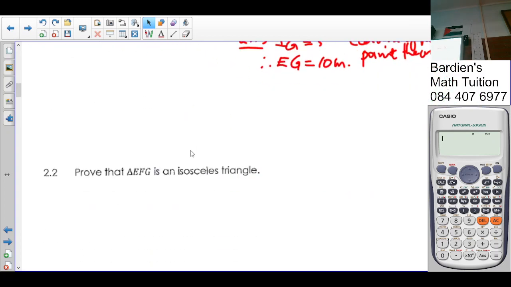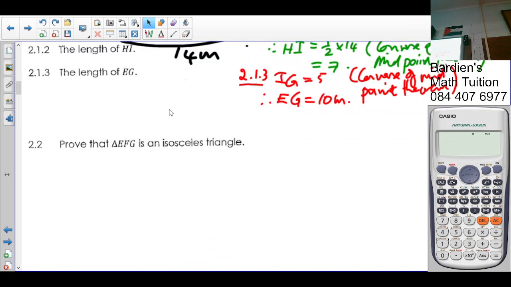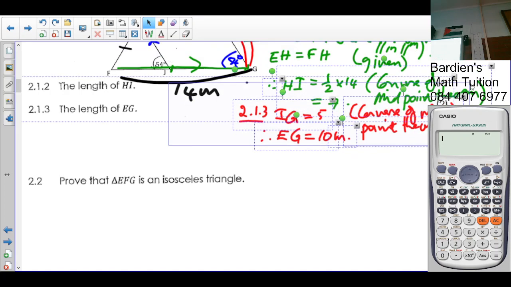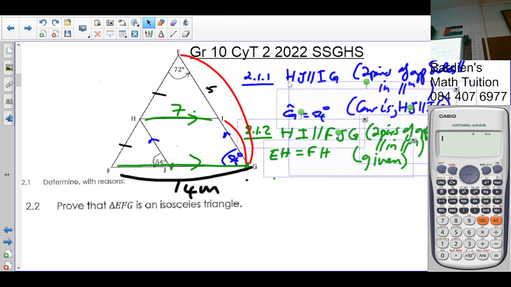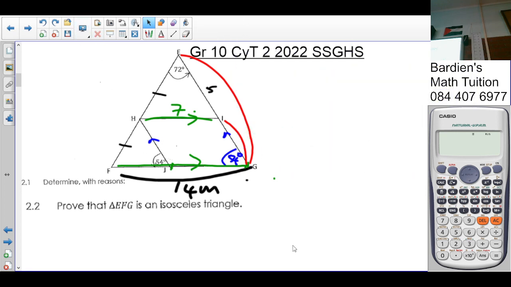Right. The next one says prove that the triangle is an isosceles triangle. We'll draw this up here. So they want you to prove that triangle EFG, the big triangle, is an isosceles triangle. Alright. So under what condition would this be an isosceles triangle? It's either that the two base angles are equal or the two lengths are equal. Not so.